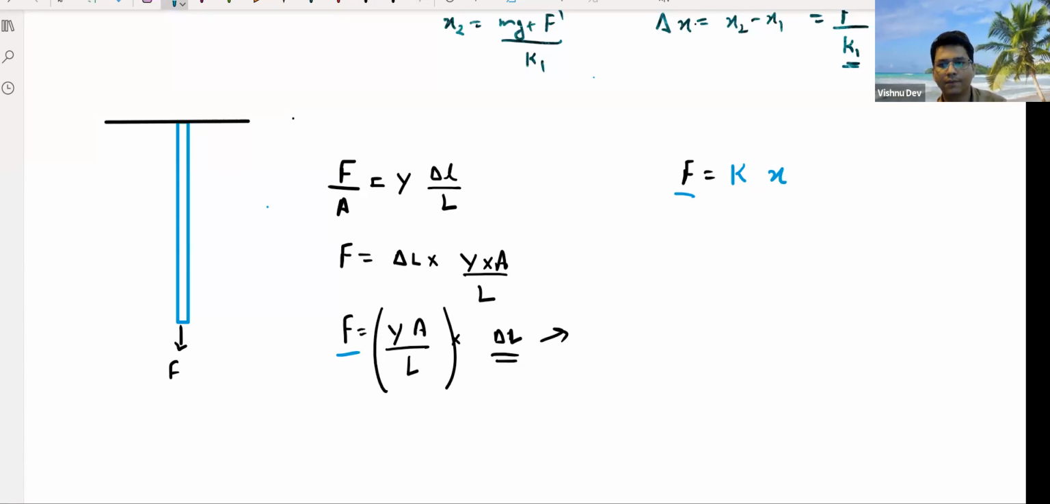So can I say, okay, sir, you mean to say that any rod, any elastic rod, can be compared as a spring? Tell me, yes or no? Can I do that step by step? Yes, makes sense now. Yes or no? I can do that, right? I can do that.